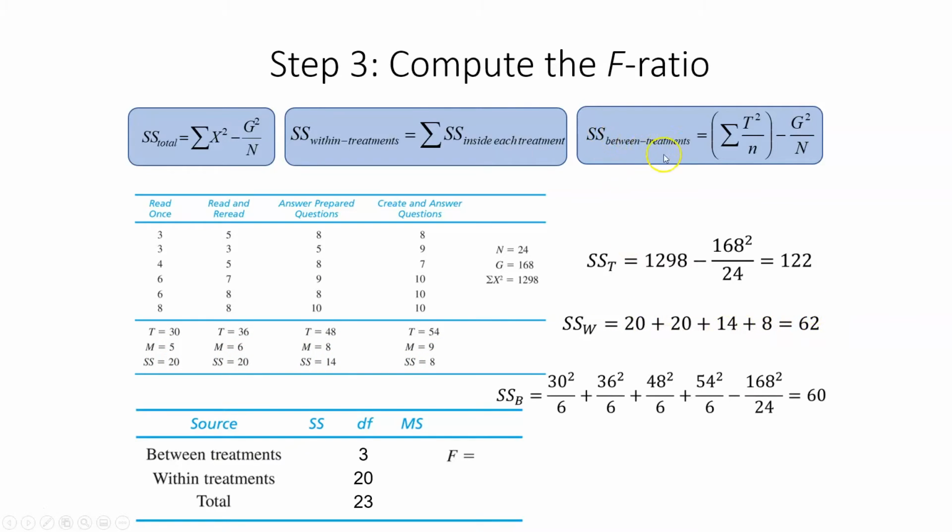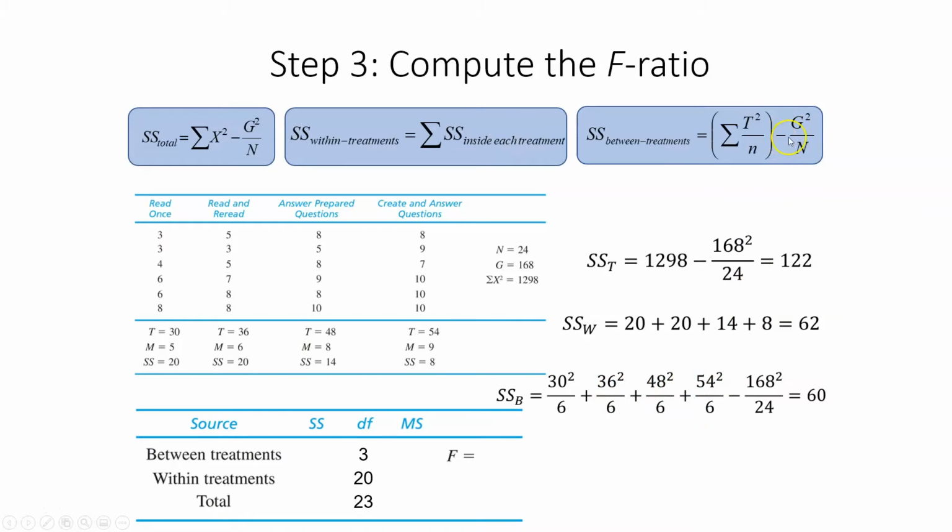And the sum of squares between is this somewhat complicated formula where we have to take the T for each group and square it and put it over the n of that group and then sum all of those up. So we take this T, square it, divided by the n size in this group, which is 6. The T here squared divided by 6, T squared here divided by 6, T squared here divided by 6, and add all of those up. So 30 squared over 6, 36 squared over 6, 48 squared over 6, 54 squared over 6.